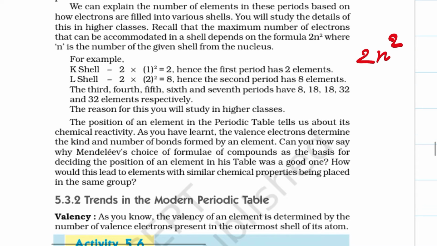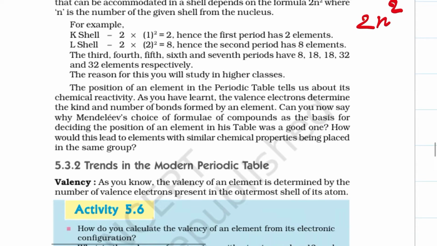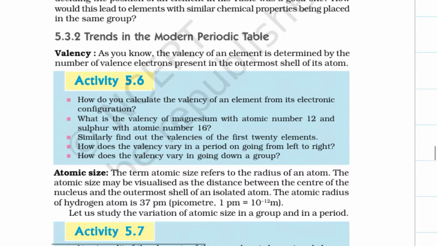The position of an element in the periodic table tells us about its chemical reactivity. As you have learned, the valence electrons determine the kind and number of bonds formed by an element. Can you now say why Mendeleev's choice of the formula of compounds as the basis for deciding the position of elements in the periodic table was a good one? Yes. So Mendeleev to a great extent followed these properties. How would this lead to elements with similar chemical properties being placed in the same group? So that answer can be understood here.